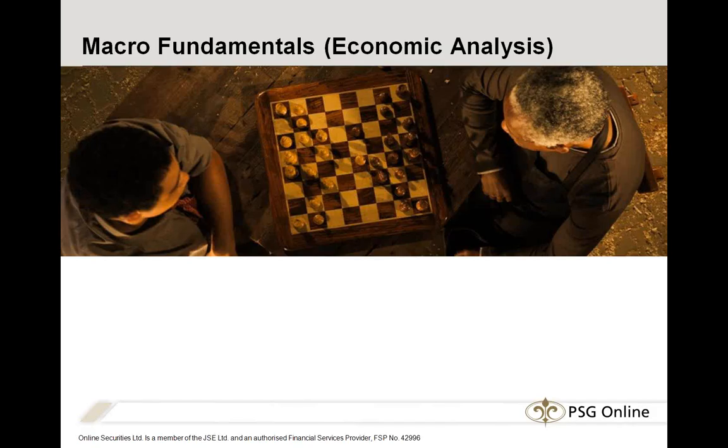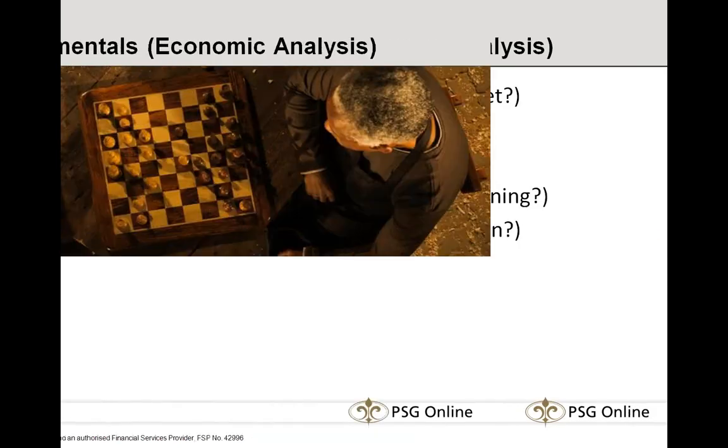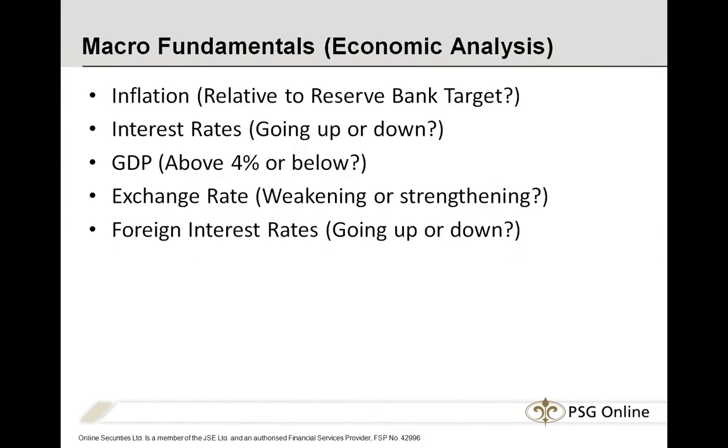So let's talk about economic analysis quickly. There are 5 influences as such that can affect the economy and obviously ultimately the company itself. Number 1, obviously, is inflation. That's in South Africa. We talk about relative to the Reserve Bank target. They're going to target the inflation between 3 and 6%. We're at the top of that scale.